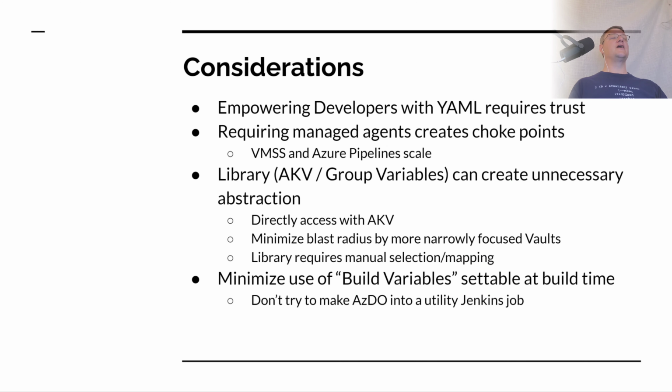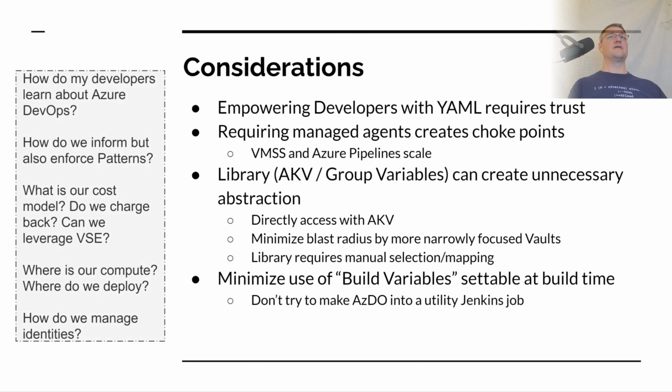Also, you're going to want to minimize your use of build variables settable at build time. Build variables should only be used for, say, a pipeline that has to take a user password for reset. That would be one where I'd let them edit and not persist. But don't try to turn Azure DevOps into a utility Jenkins job.